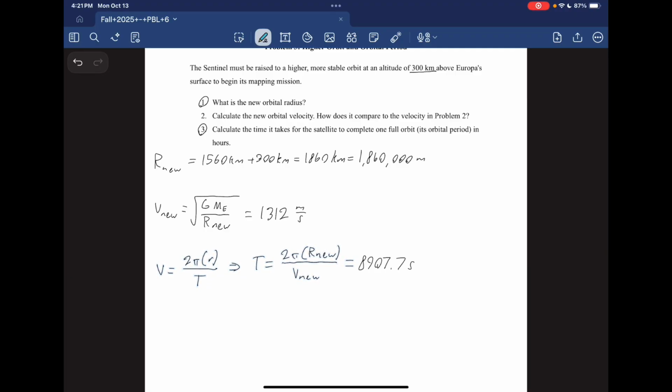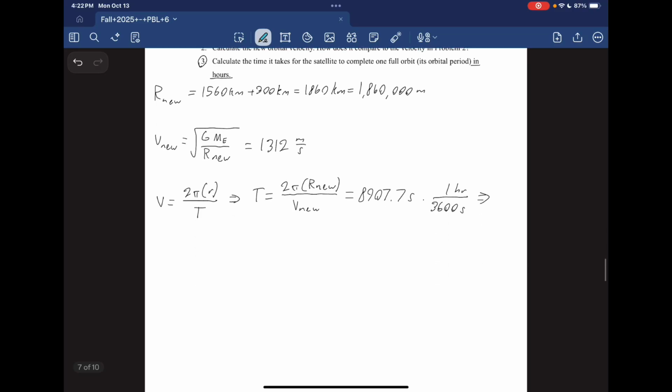8,907.7 seconds. But since it's asking for it in hours, we divide this by how many seconds are in an hour, which is 3,600. So we multiply it by 1 hour divided by 3,600 seconds, and we get that the period, T, is equal to about 2.47 hours.